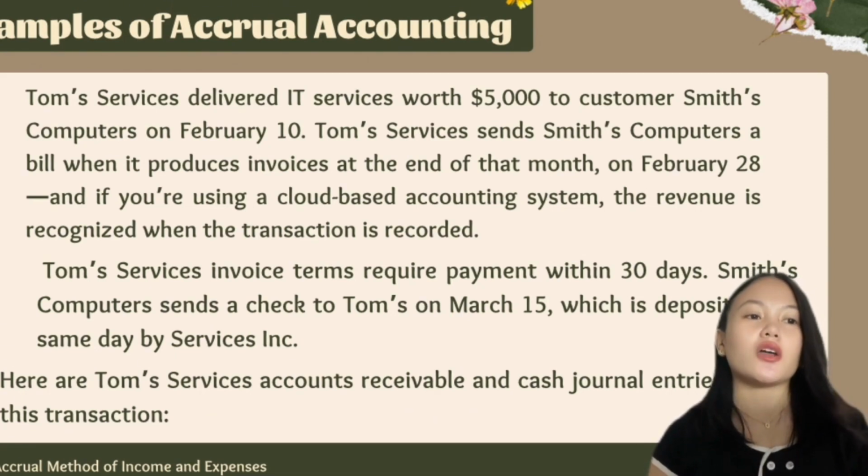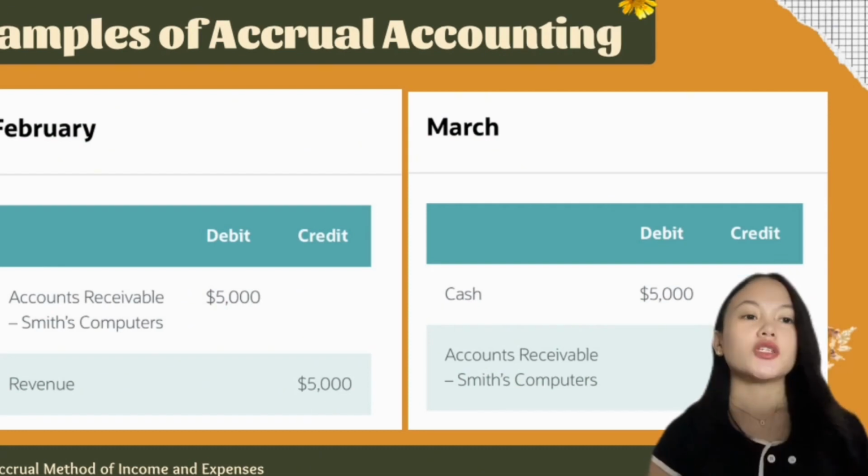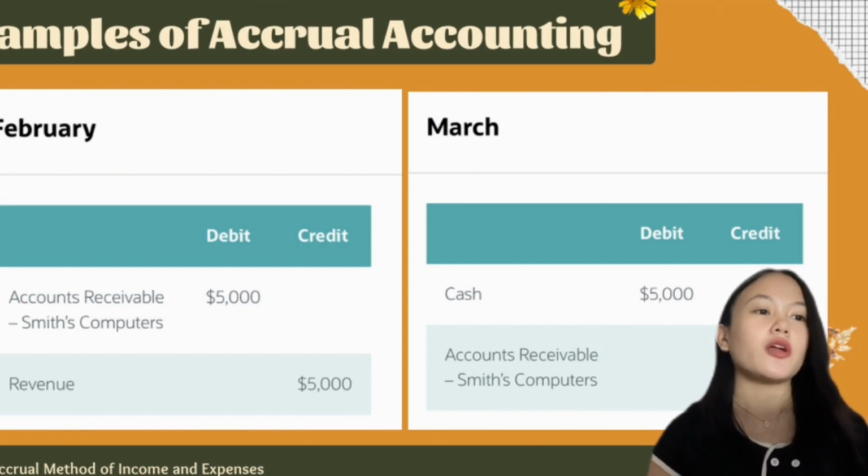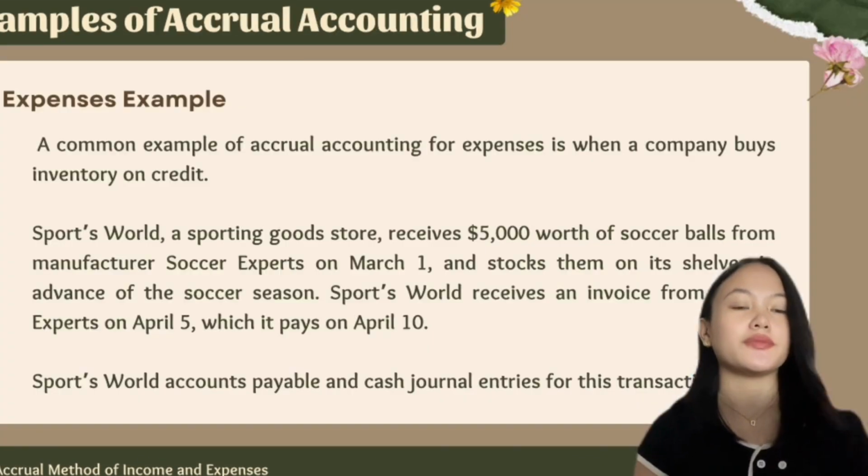So here are Tom's Services' accounts receivable and cash journal entries for this transaction. On February, accounts receivable of Smith's Computers, the debit is $5,000, and the revenue is $5,000. And on March, the cash debit is $5,000, and the accounts receivable of Smith's Computers is $5,000.